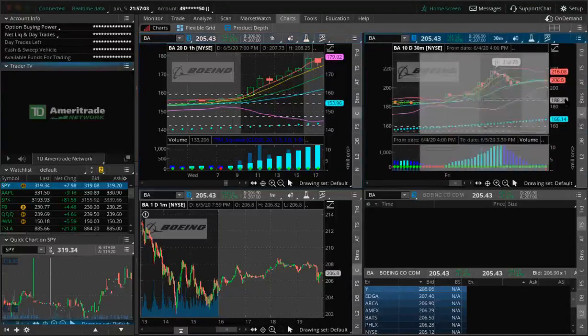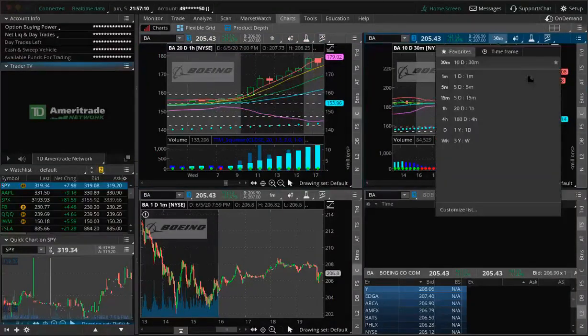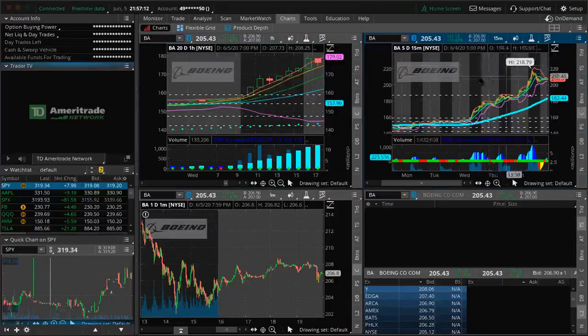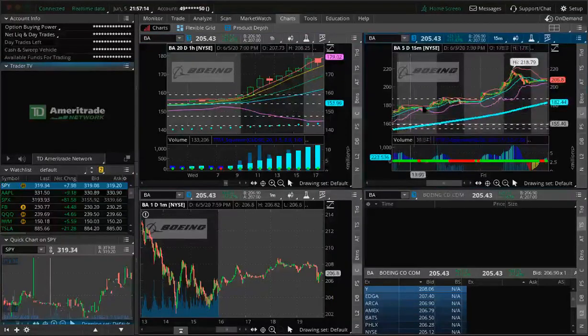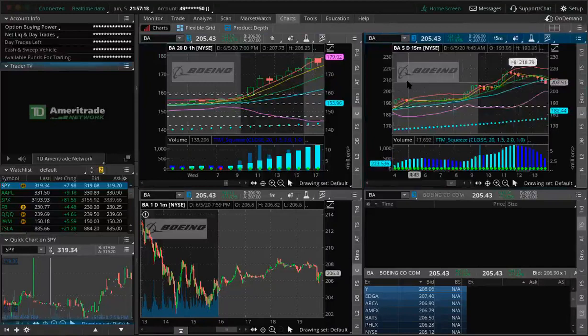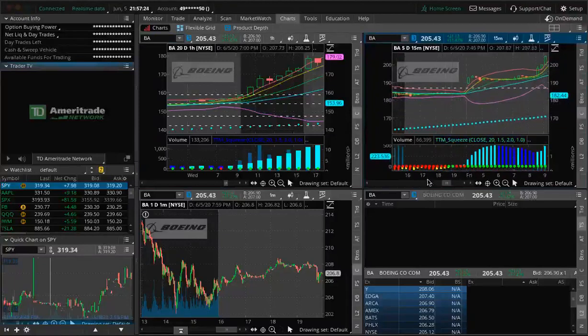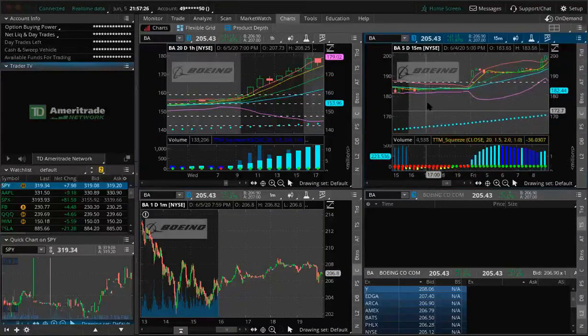So let me make these screens a little bit wider for you guys. Same thing here on the 30-minute. Let's just say that you were looking. Let's bring this down to a 15-minute, right? If you're scalping. So let's check this out, right? We get a squeeze, squeeze, squeeze, squeeze. This is what you guys want to see.